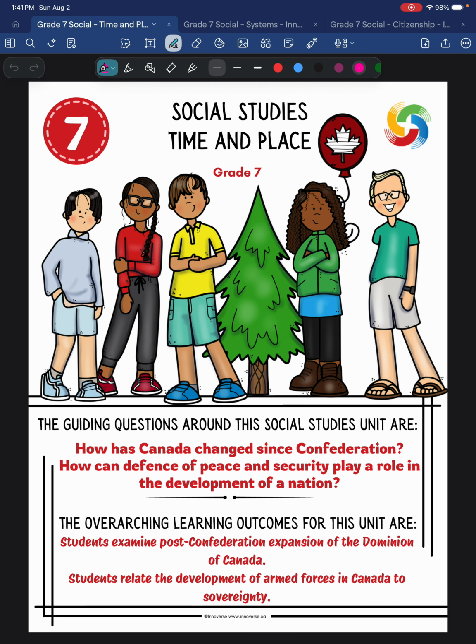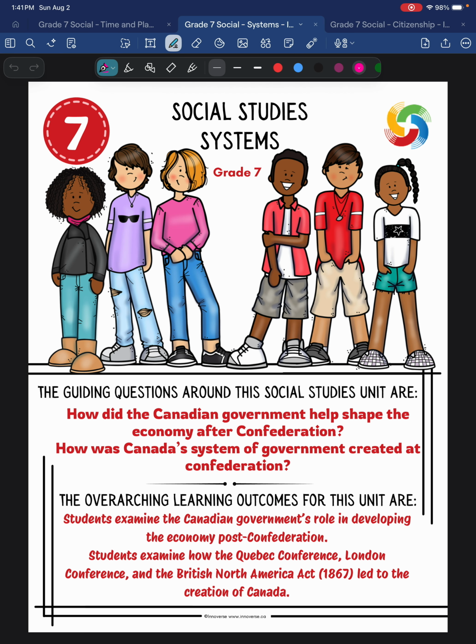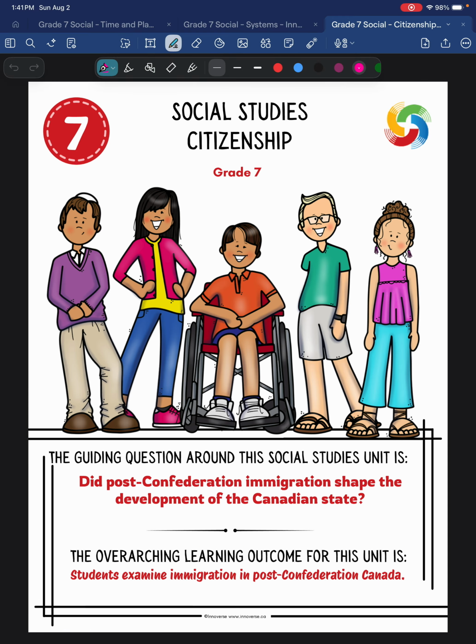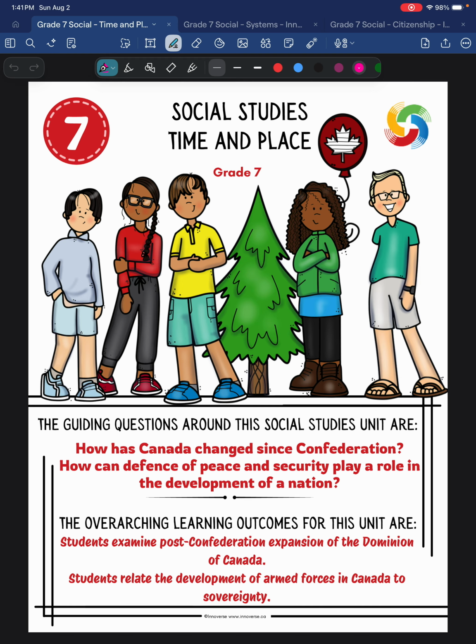You'll notice that the time and place segment and the system segment have multiple guiding questions. So there's 2 guiding questions and 2 overarching learning outcomes for each of these segments. The citizenship one for grade 7 is a little smaller. It's only got 1 guiding question and 1 overarching learning outcome. So let's just take a peek at what you get for the 424 pages.